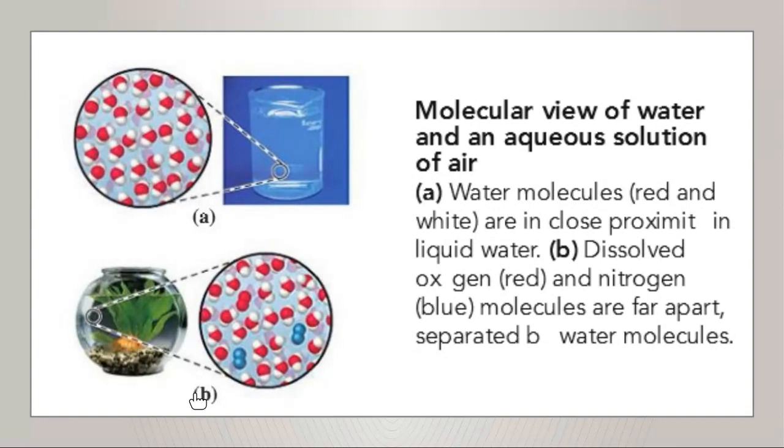And then here in picture B, dissolved oxygen gases and nitrogen gases will be here. The nitrogen gases are the blue ones, and the other, for example, look at here, this is red. These are the oxygen gases. Both of these oxygen and nitrogen molecules are far apart, separated by water molecules.